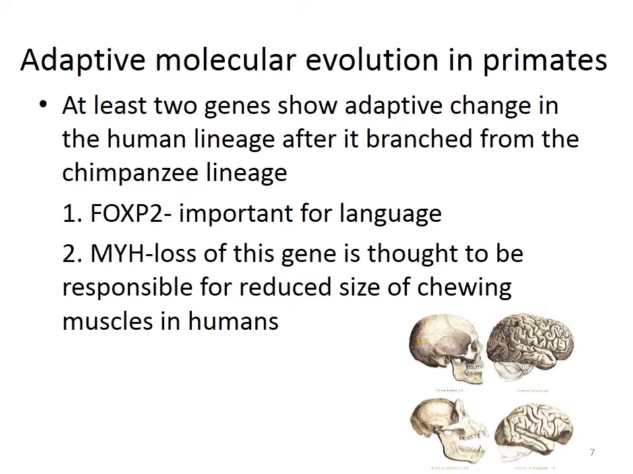This mutation created weaker jaw muscles, and these weaker jaw muscles did not require as large of attachment points on the cranium. So thus the sagittal crest was lost, which is that ridge at the top of most non-human primate skulls, and the human cranium was able to get rounder, which allowed for a larger brain.